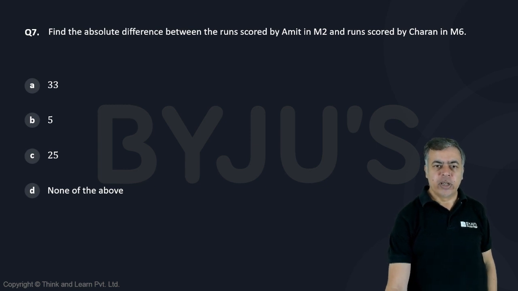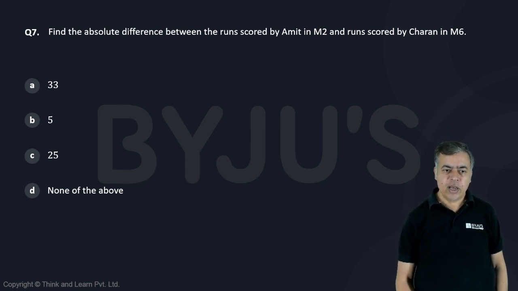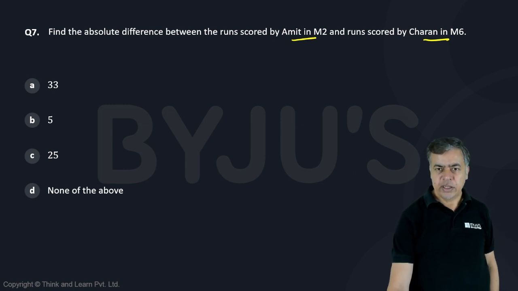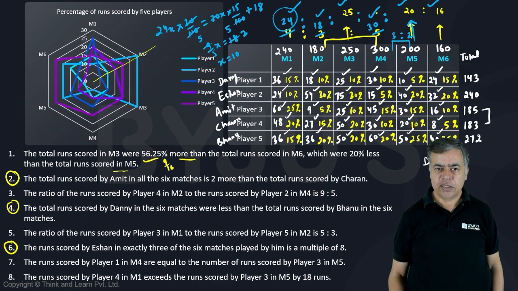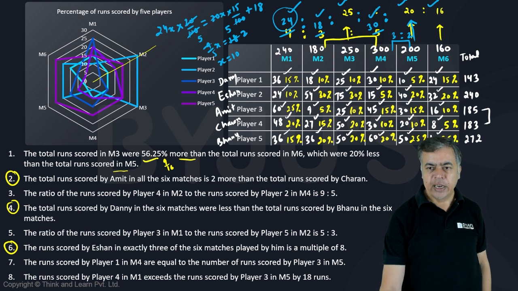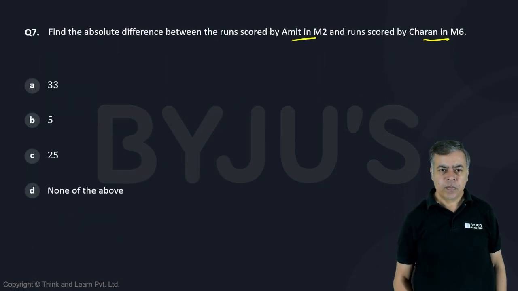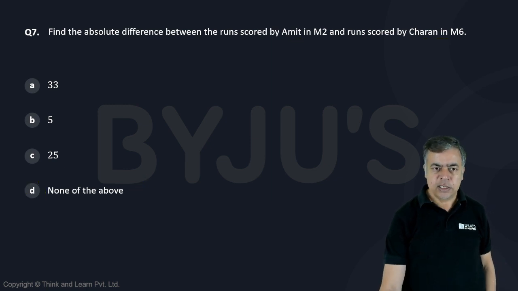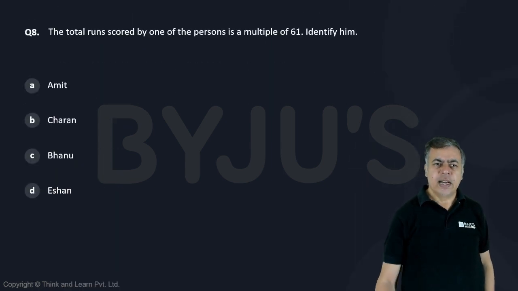Find the absolute difference between the runs scored by Amit in match 2 and runs scored by Charan in M6. Amit M2, Charan M6. Amit M2 is 9 and Charan M6 is 8. The difference must be 1. 9 and 8. Okay, the difference must be 1. I'm getting the difference as 1. Okay, just check it. Yes, it is none of the above. Right? You can verify that.